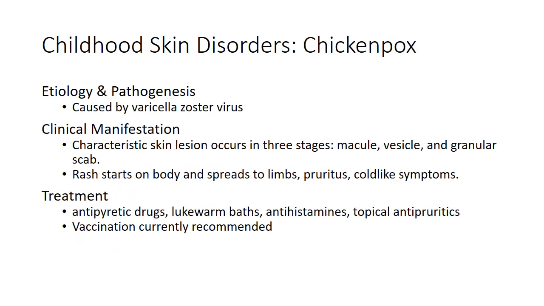And then we have chickenpox, which is another childhood disorder. And we talked about this in adults when we talked about shingles. So remember, chickenpox is varicella. It's pretty common. What we see are these skin lesions that happen in 3 stages: a maculovesicle and then a granular scab. And so you can take a look at what those look like. Sometimes kids experience other symptoms like a cough, runny nose, photosensitivity.